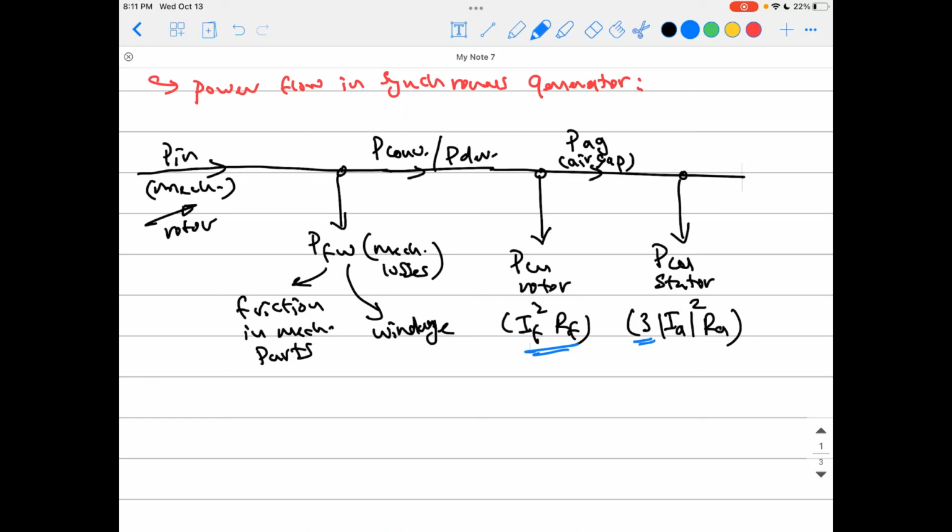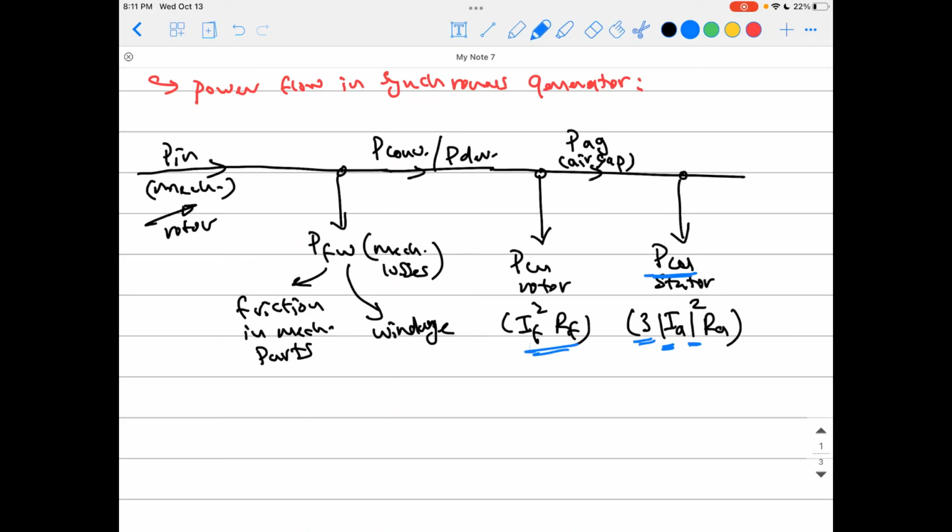But the stator winding, the armature winding, are 3 phases, so we multiply by 3. And please use the magnitude of the current because we're talking about powers here. So all the powers, guys, are magnitudes. We do not have angles with the active powers. The P's and the Q's do not have angles, okay? The apparent power, the S, can have an angle, but the P and Q are just magnitudes.